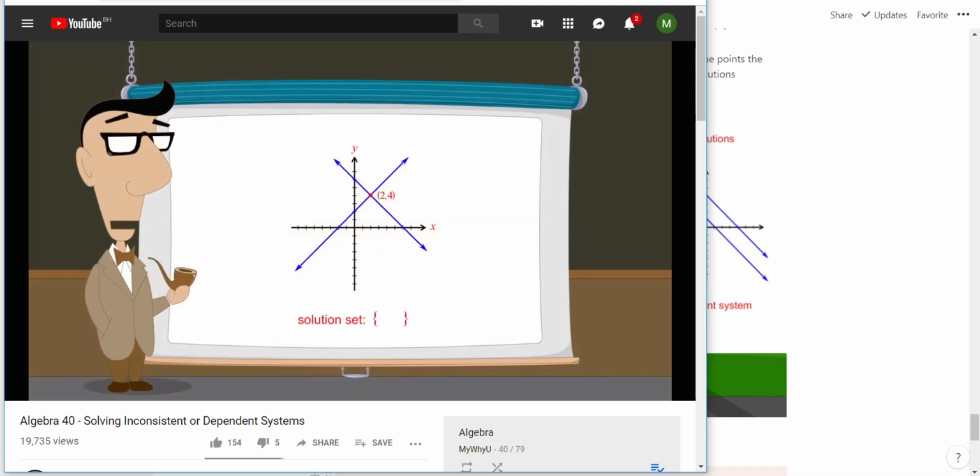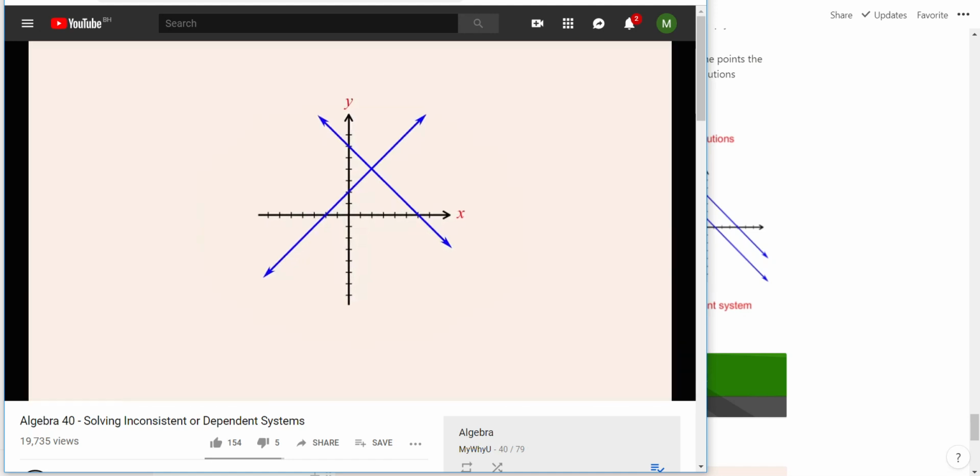The solution set of this system contains the single ordered pair 2, 4. Now let's see what happens when we attempt to solve a system of equations composed of two distinct parallel lines. Let's modify the equation used in the last example by changing negative x in the bottom equation to positive x, which changes that equation's graph so that the two lines are now parallel.